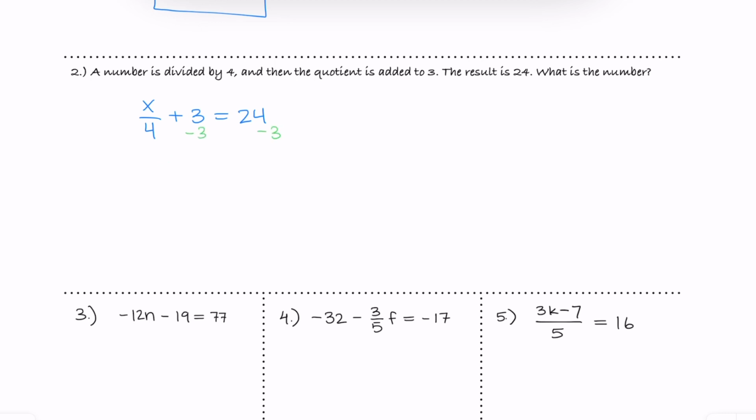So we get x over 4 equals 21. Now the outermost layer is this 4, and because we're dividing by 4, I'm going to multiply both sides by 4. So x over 4 times 4, and 21 times 4. From this, we get x, where we finally isolated it, and then 21 times 4 is 84. And that's your final answer.